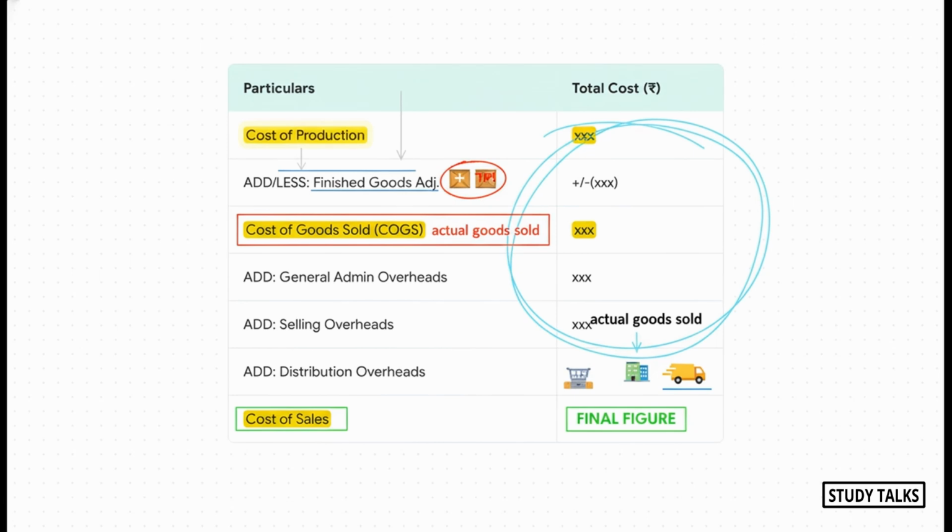Big difference. To that COGS figure, we add the last few pieces: our general administrative costs, our selling costs, and our distribution costs. And there it is, the final number, the cost of sales.